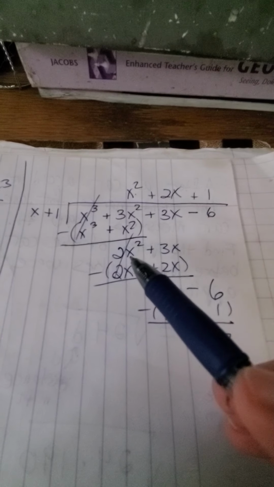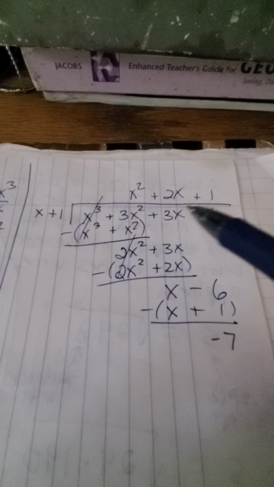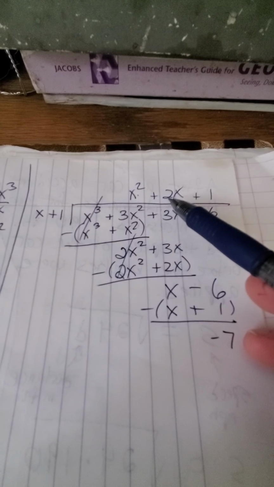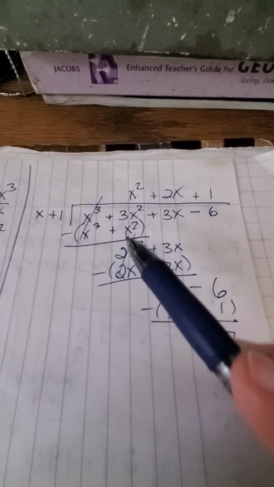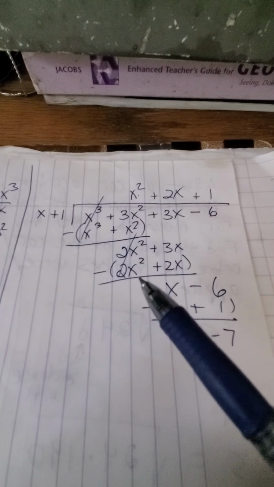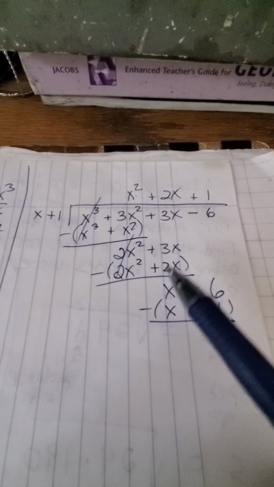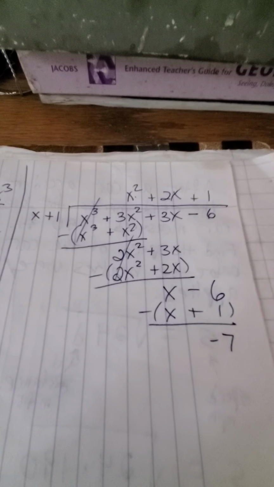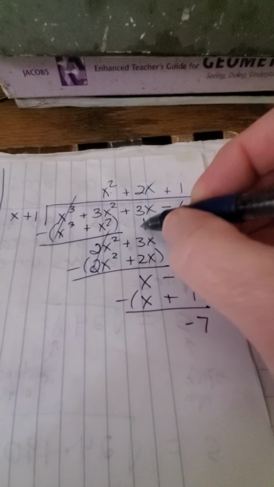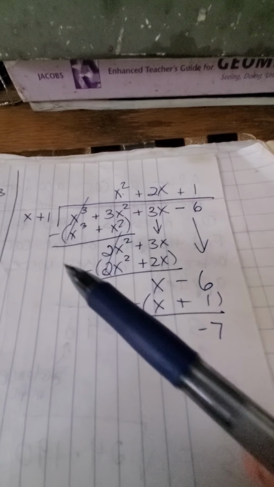I subtract, I have 2x squared, bring down the next term, just like I do in long division. And what times x will give me 2x squared? The answer is 2x. Multiply everything by 2x. So this becomes 2x squared plus 2x, because 2x times x is 2x squared, and 2x times 1 is 2x. And now I subtract, I just get an x, bring down the other term, just like I do in regular long division. And I have x minus 6, but I always look at the first terms only.